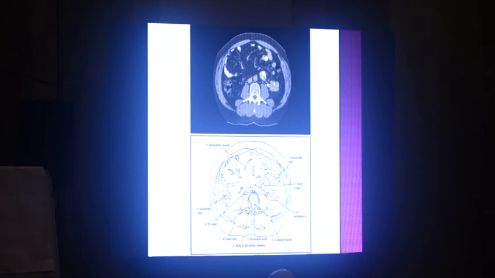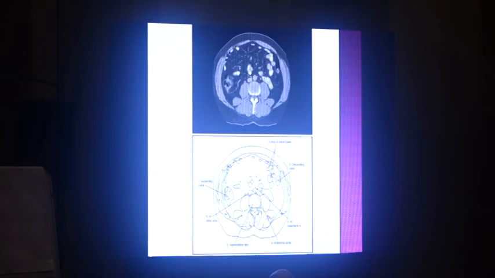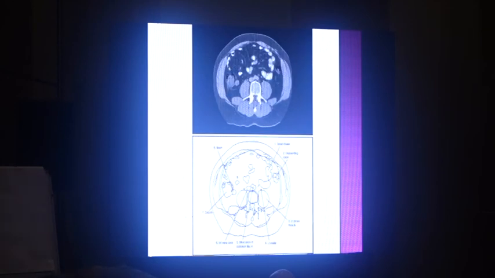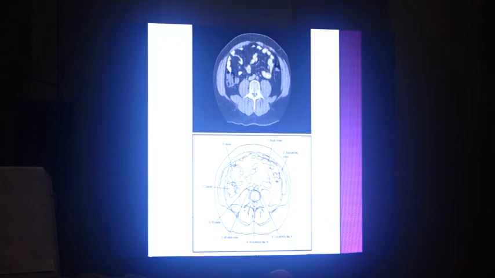This is the bifurcation of the aorta. Okay. Next. Now the contrast is diminishing from the aorta. Next. Okay. Now we cannot see the liver. Okay. So we can see the small bowel, psoas muscles, vertebra. Okay. Next.